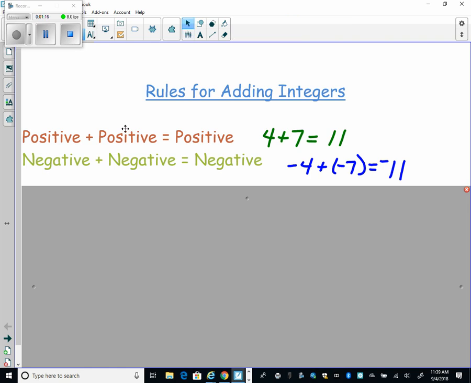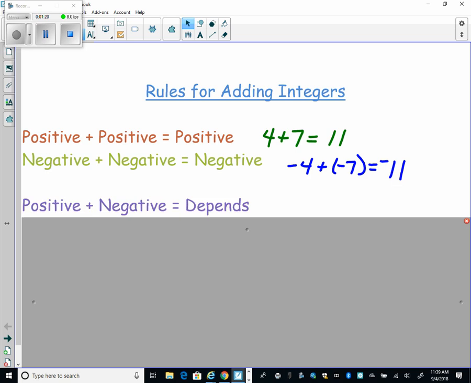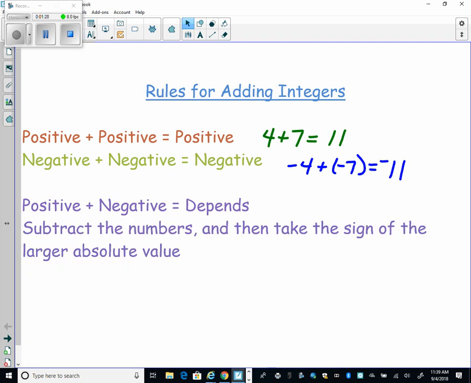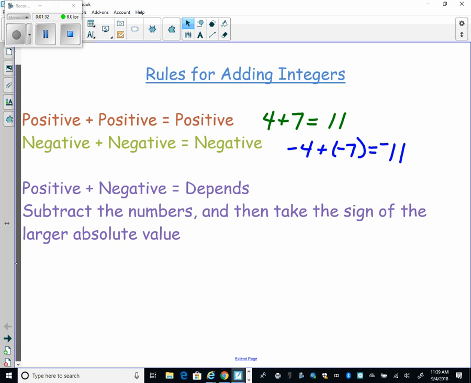Our next rule, if you have a positive and a negative, your answer is going to depend. It depends on your specific numbers within that problem. So what you're going to look at, you're going to actually subtract the numbers. So you're really going to take the absolute value, take the larger minus the smallest, subtract them.